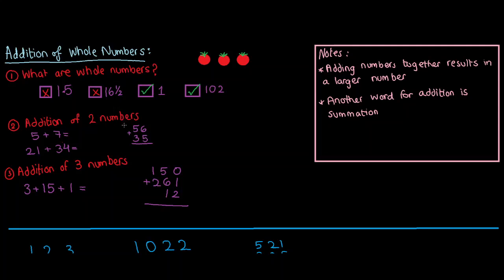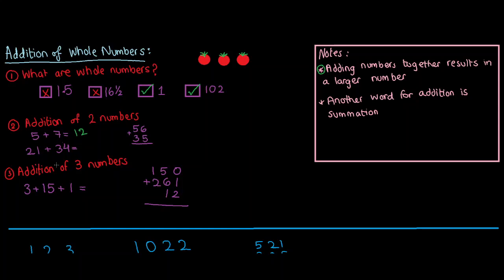When we are adding whole numbers, we should expect that the sum, which is the result of the addition of two numbers, will always be bigger than either of these two numbers. This is our very first note over here. For example, 5 plus 7 is 12, and the number 12 is bigger than 7, and 12 is also bigger than 5.